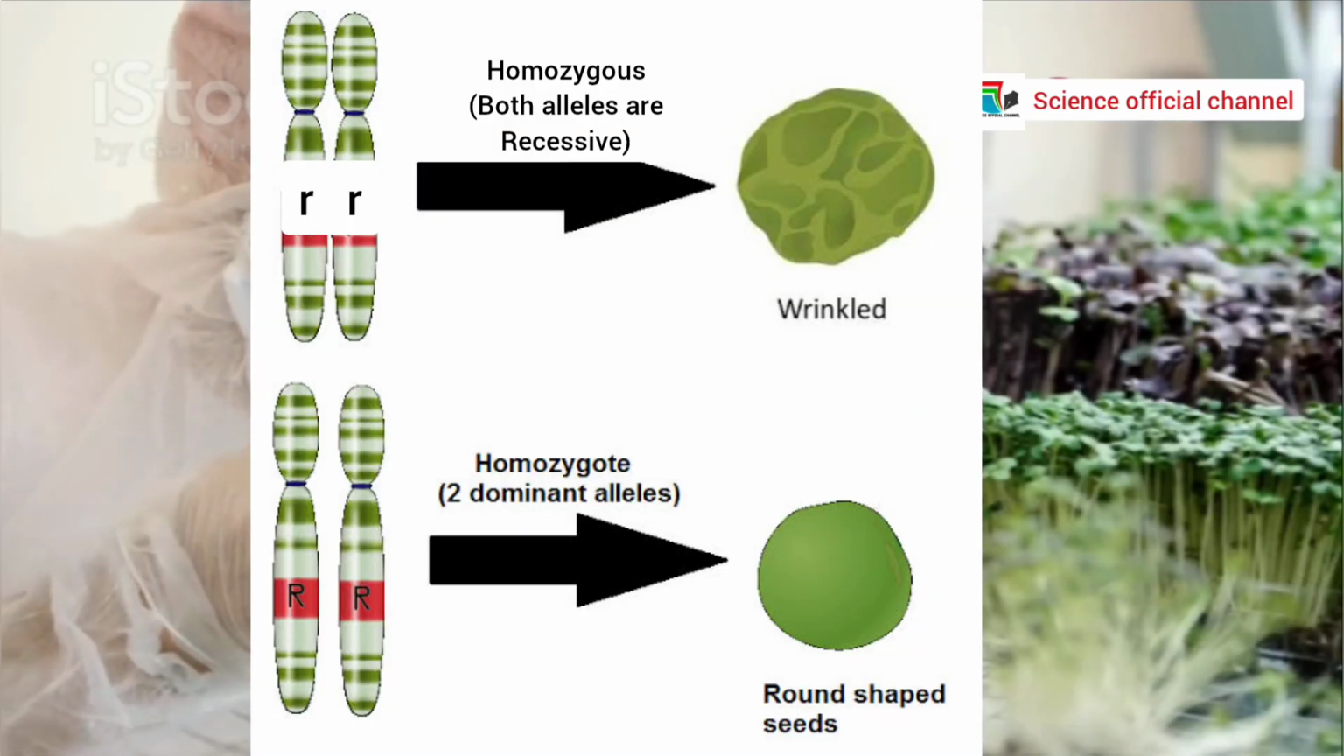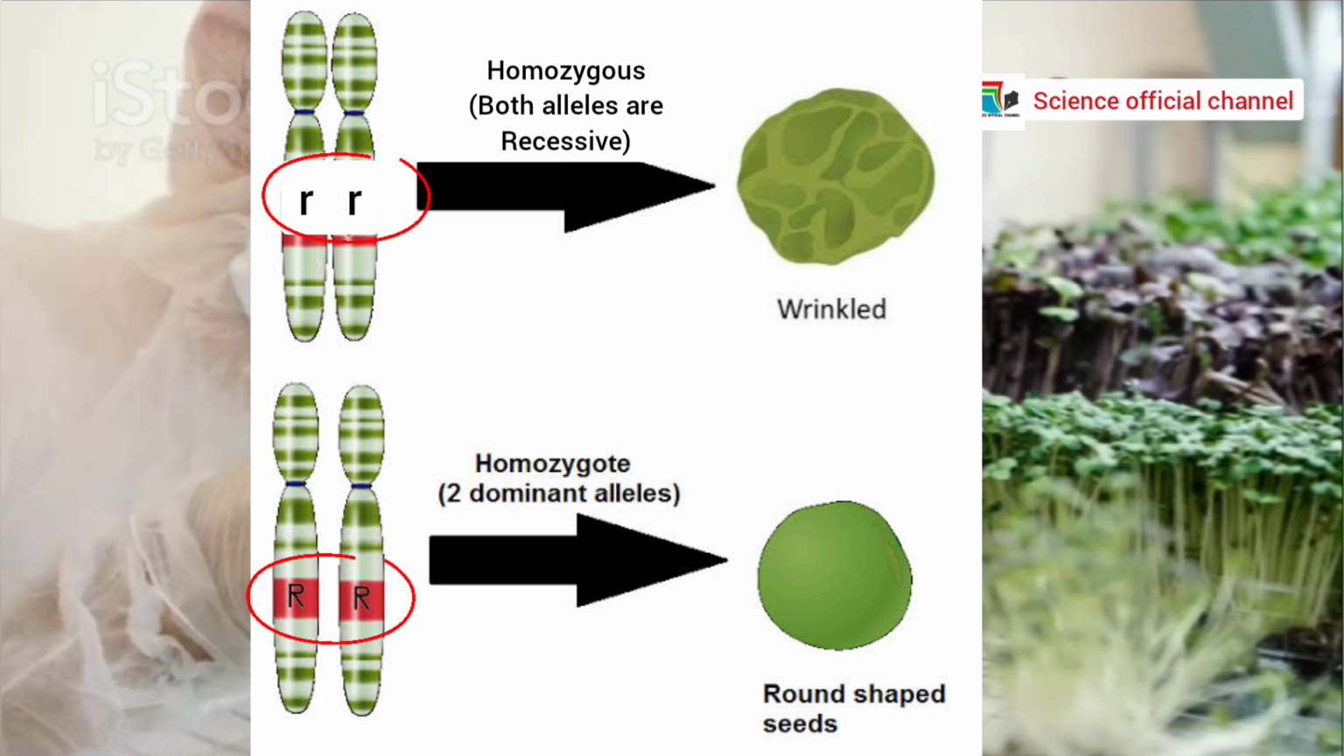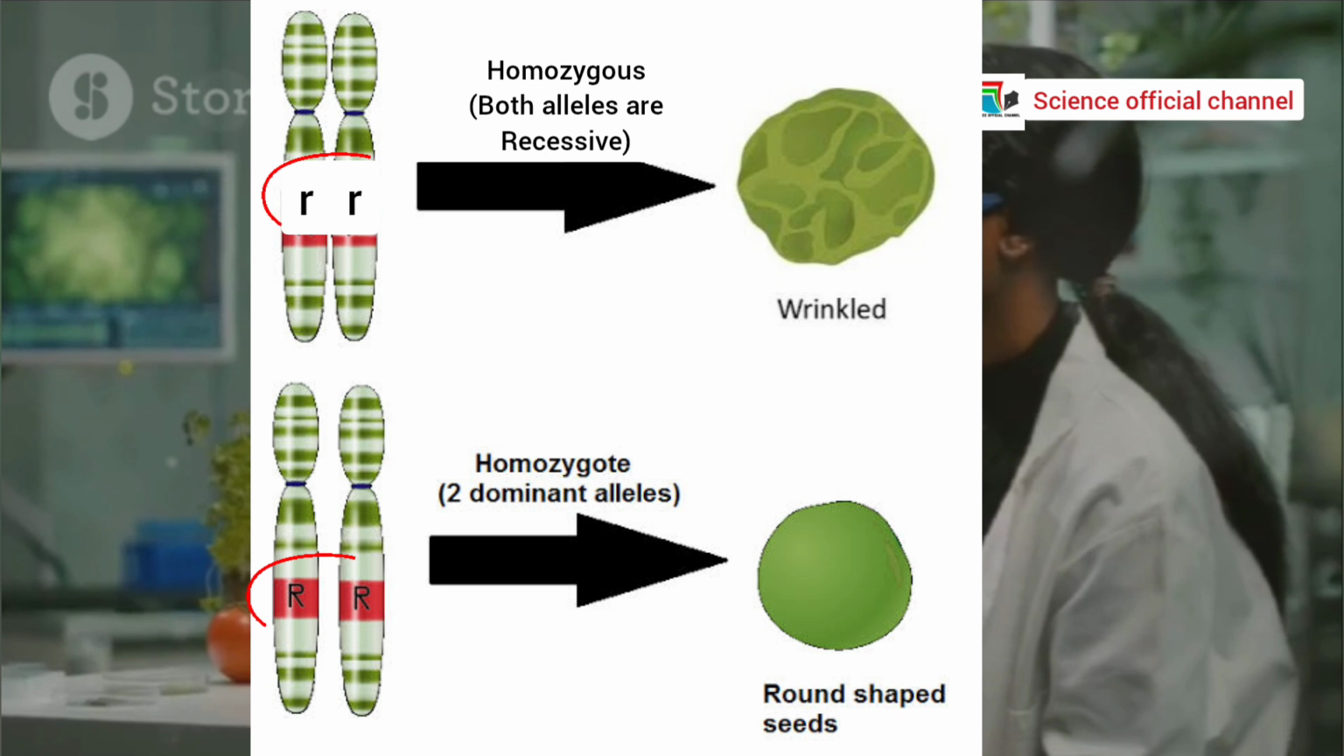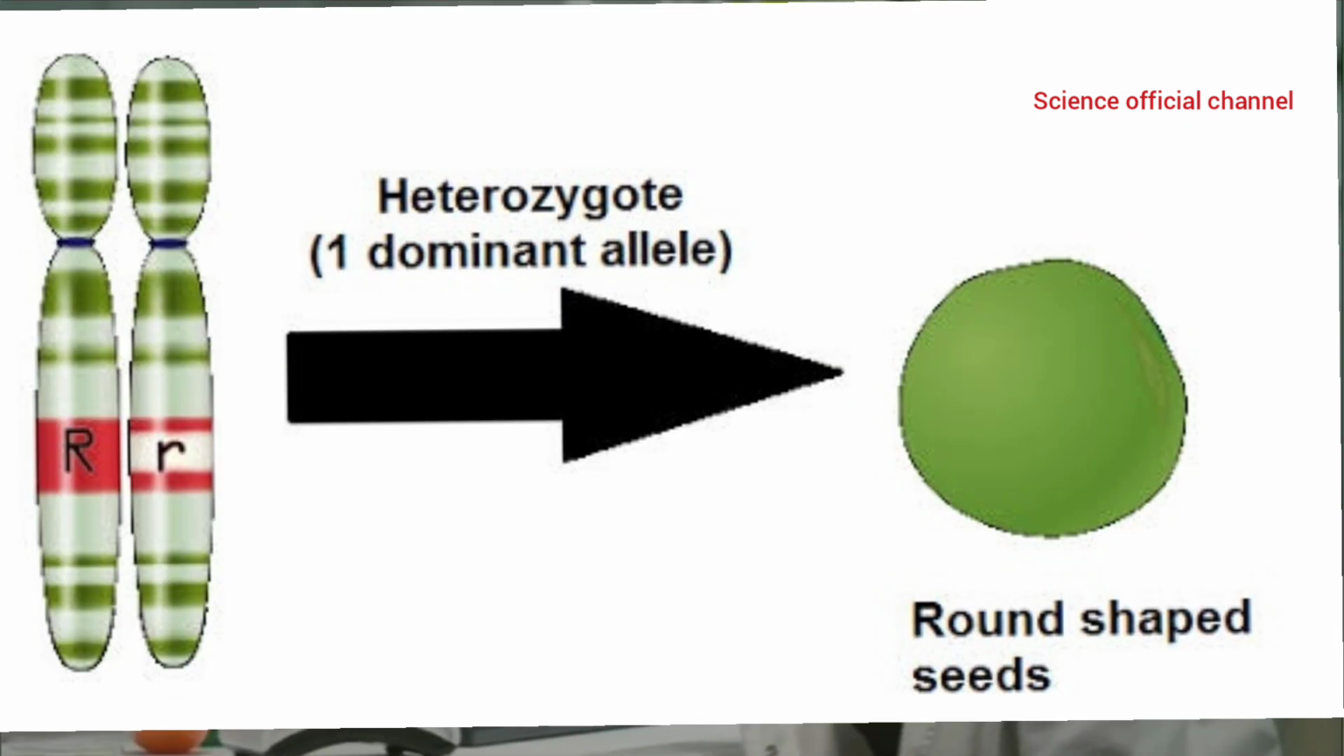Homozygous. Organisms carrying 2 identical alleles, for example RR or rr, are called homozygous. These homozygous traits are also known as pure breed. Heterozygous. Organisms bearing different alleles, for example Rr, are called heterozygous.